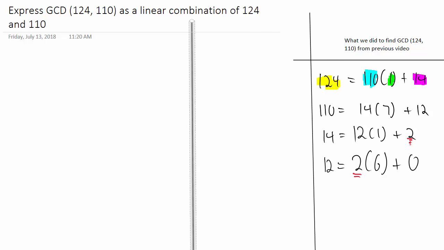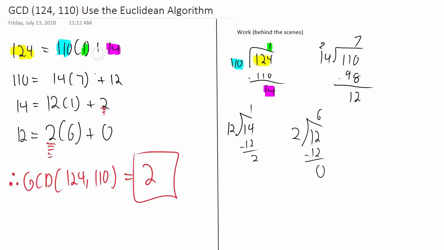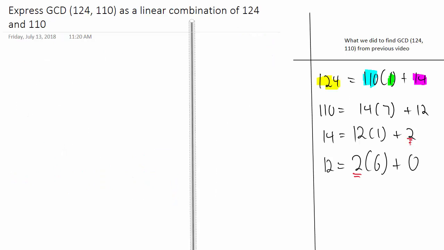All the work we did to find the GCD, instead of bouncing back and forth between one screen and another, I have it all copied right here. And here's the work that you do. So you never really use the last line, so I'm going to scratch that out. But here's what we do. We use the second to last line, and we're going to work our way up. You always want to solve for the last non-zero remainder you have in terms of the two other numbers.